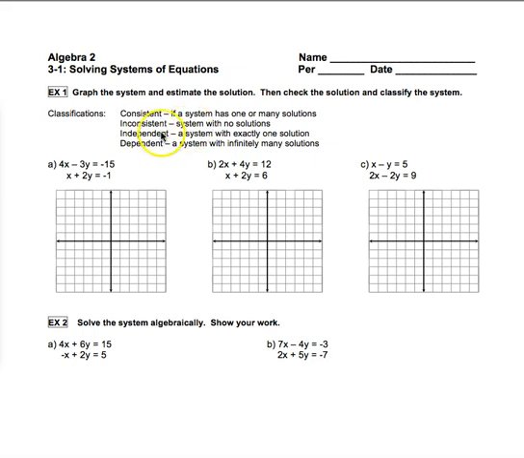Now, these two subcategories, the independent and dependent, these guys are only for consistent systems. So if a system is consistent, then it's either independent, meaning it has one solution, or it's dependent, meaning it has infinitely many solutions. So if a system is inconsistent, it does not get this subcategory of independent or dependent. It only gets inconsistent.